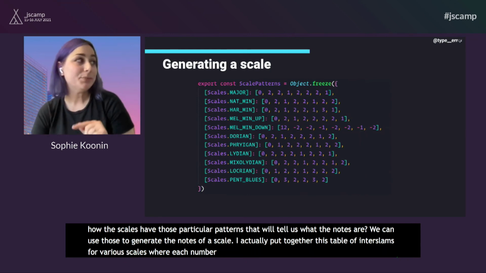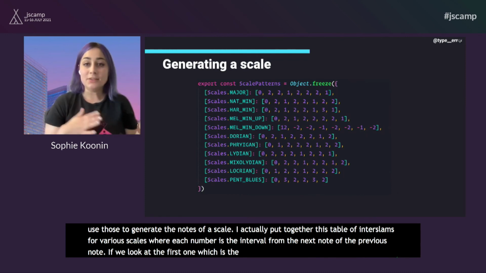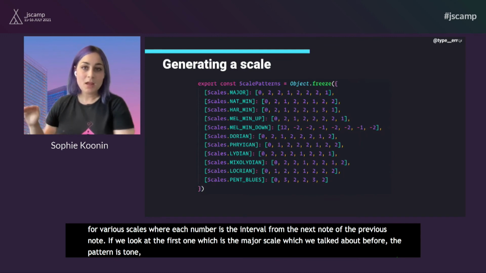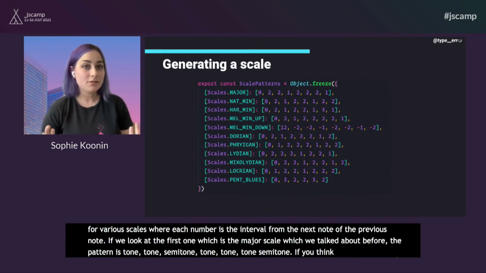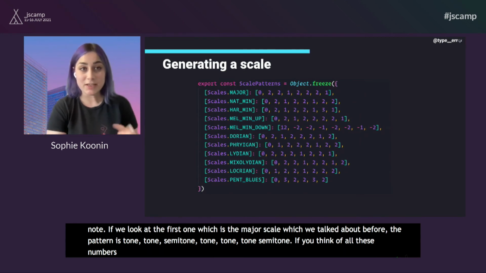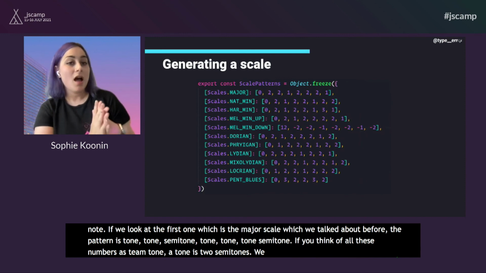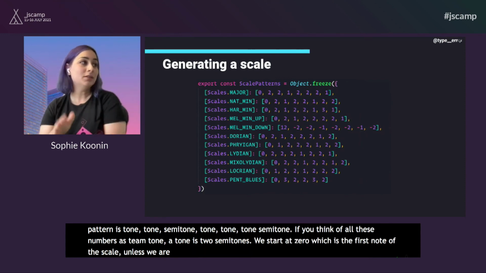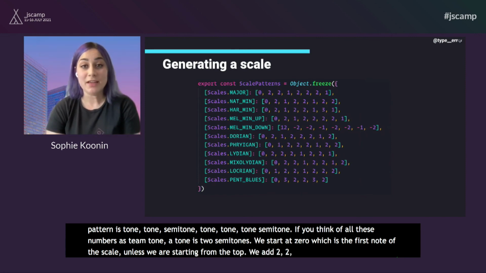So if we look at the first one, which is the major scale that we talked about before, the pattern is tone, tone, semitone, tone, tone, tone, semitone. And so if you think of all these numbers as semitones, a tone is 2 semitones. We always start at 0, which is the first note of the scale, unless we're starting from the top and going down. So we add 2, 2, 1, 2, 2, 2, 1. And that will give us the major scale starting from a note.